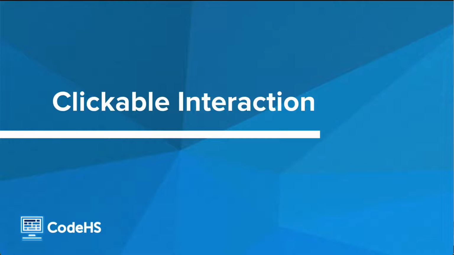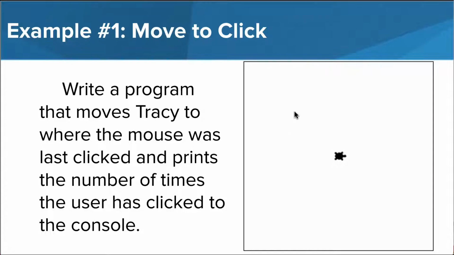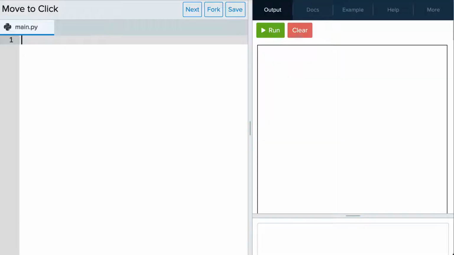Let's take a look at this in the editor. In this program, we want to write a program that moves Tracy to where the mouse was last clicked and prints the number of times the user has clicked to the console.